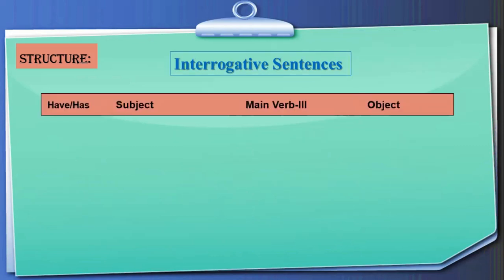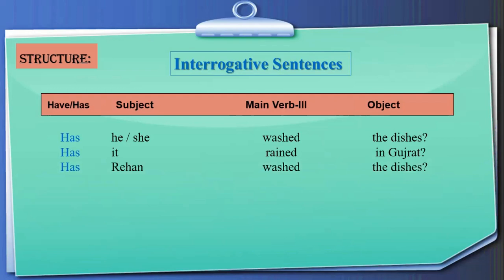Here are interrogative sentences. Have and has we put at the very first of the sentence, and then the subject. Later on we use the third form of the main verb and then the object. Has he or she washed the dishes, and at the end we use the question mark. Has it rained in Gujarat? Has Rehan washed the dishes?